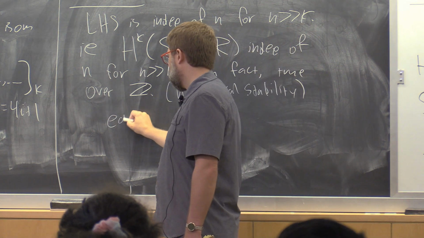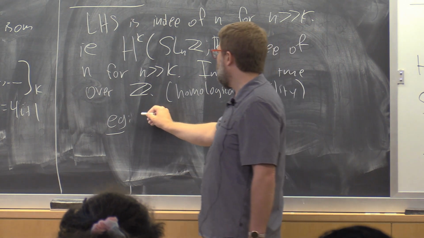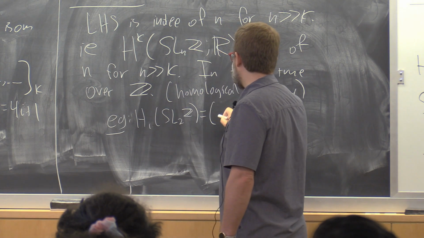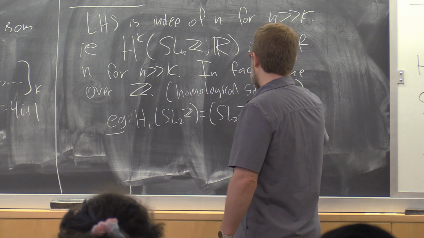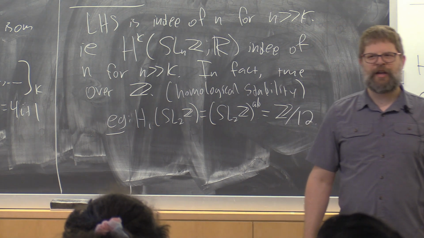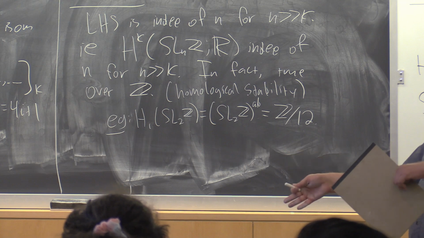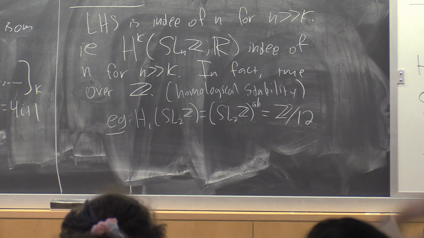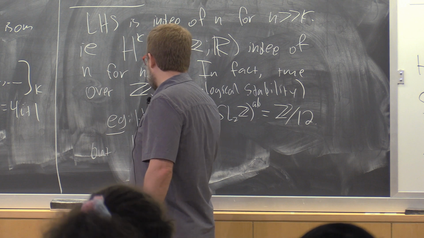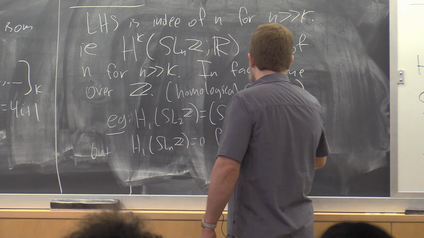If you haven't seen this before, let's think about the first. Let's switch from homology. H1 with integer coefficients of SL2(Z) is abelian, it's Z mod 12. That's because SL2(Z) decomposes as a free product with amalgamation of finite cyclic groups. And the abelianization H1 of SL_n(Z) is equal to 0 for n at least 3.